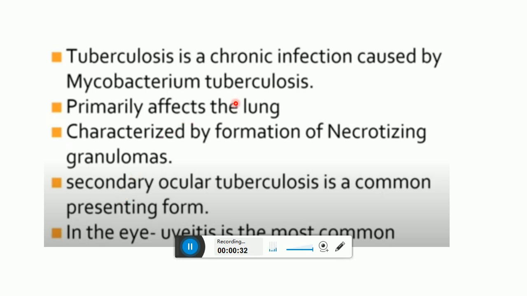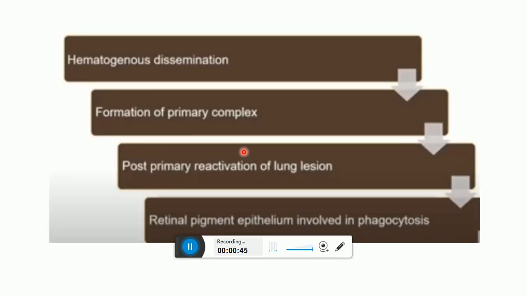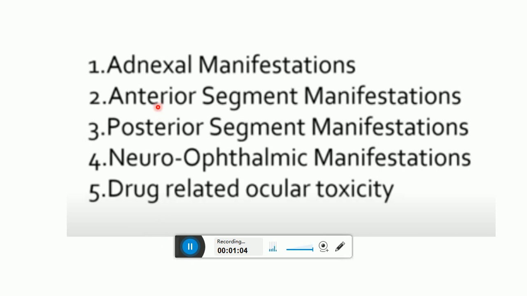So it primarily affects the lungs. There are necrotizing granulomas and secondary ocular tuberculosis. Uveitis is the most common form. Most common opportunistic infection in AIDS. So there are mainly four types of dissemination. One is hematogenous dissemination. There is formation of a primary complex, post-primary reactivation of lung lesion, and the retinal pigment epithelium is involved in phagocytosis. Ocular manifestations: in the eye, there are adnexal, anterior segment, posterior segment, neuro-ophthalmic and drug-related ocular toxicity.